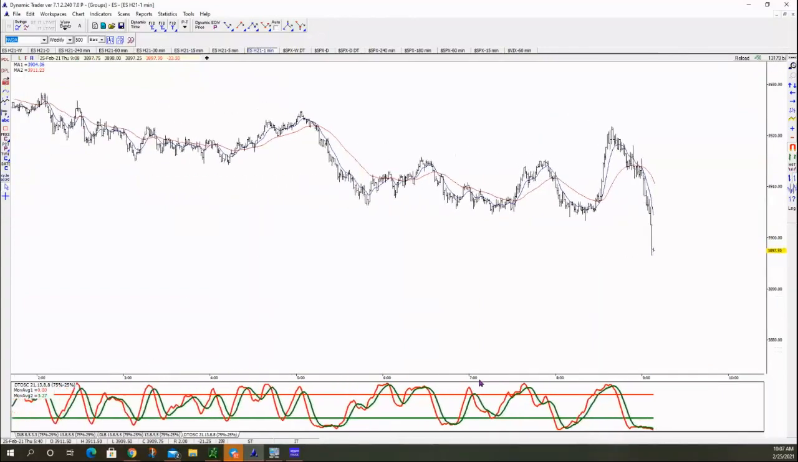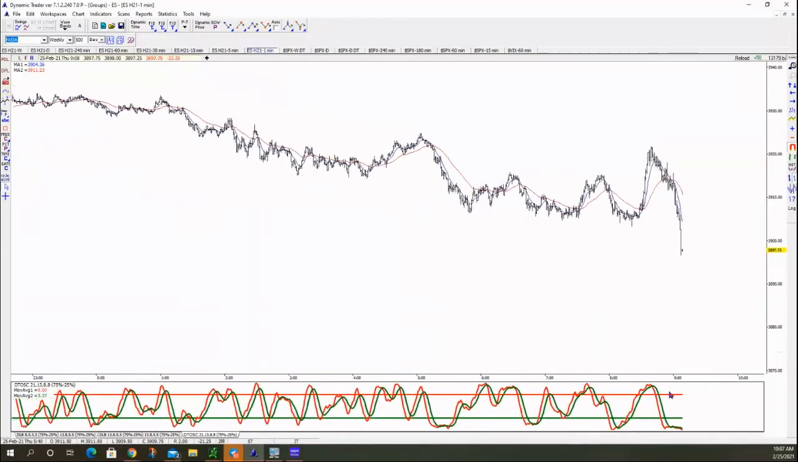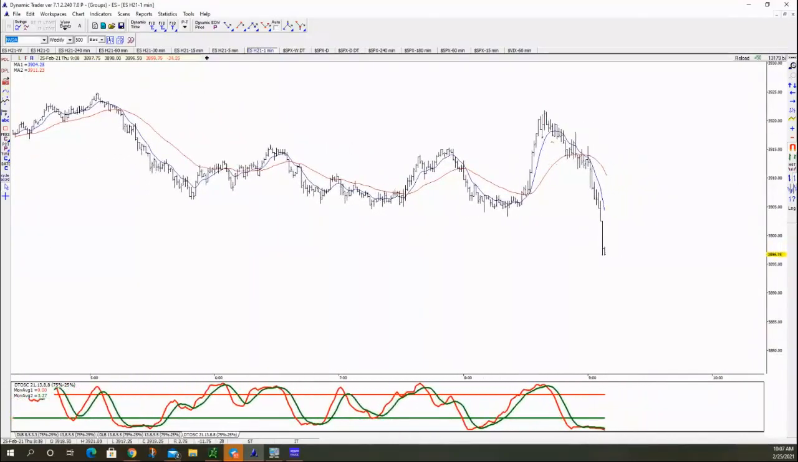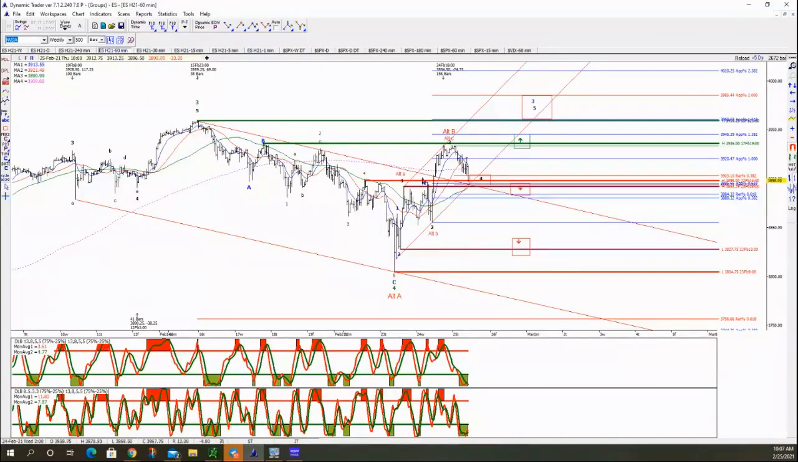I don't know if I can find one over here for you guys. I can't find one right here. But I'll track this and I'll post it over in the Elliott Wave room as the morning goes along. But what I wanted to show you is this right here.